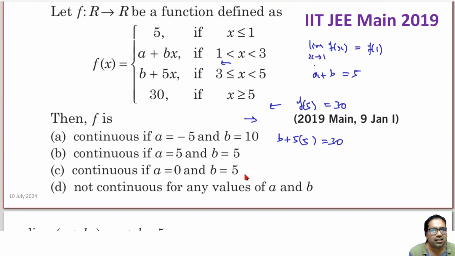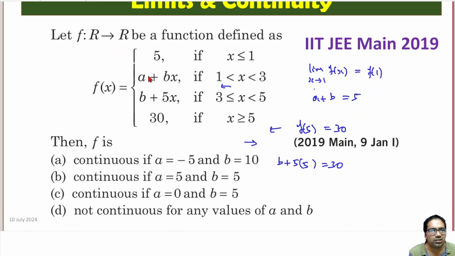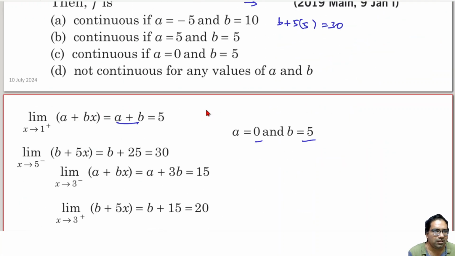Now, with this a and b, we have ensured that it is continuous at 1 and 5. Will it remain continuous at 3 with the same particular a and b? Only then is this function continuous overall, right? So let us substitute a and b in these two equations and verify at 3 whether it is continuous or not.